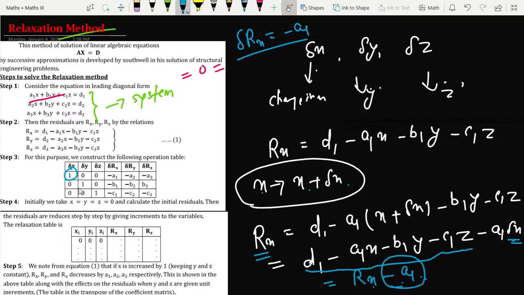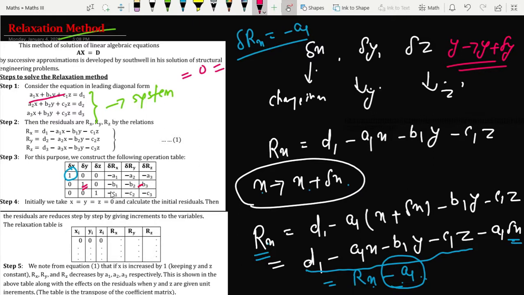Now suppose we concentrate on the second row. In the second row, we consider the change in x is 0 and the change in z is 0, so there is a change in y only. Means we have to change the variable y by y plus delta y, and repeat the same procedure again. So we get minus b1 as the extra term, means Rx changes by minus b1. Again the change in Ry is minus b2, and the change in Rz is minus b3.